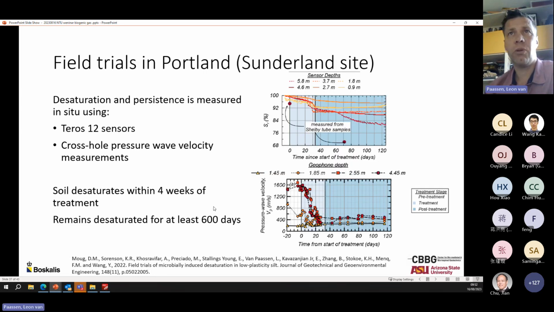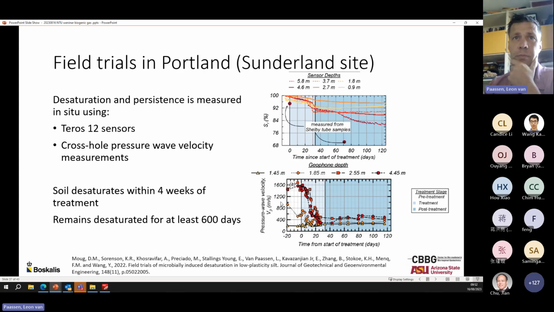Looking at the in situ monitoring of the electrical conductivity, the degree of saturation, and the pressure wave velocities, we do see a reduction in the degree of saturation after about 20-25 days. And we stopped after about 40 days of treatment. Also, we see some continued reduction in degree of saturation in the later stage, which could be either due to compaction of the soil or due to a continuing reaction, which is relatively slow.